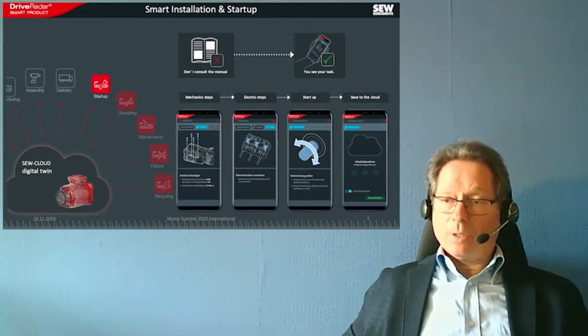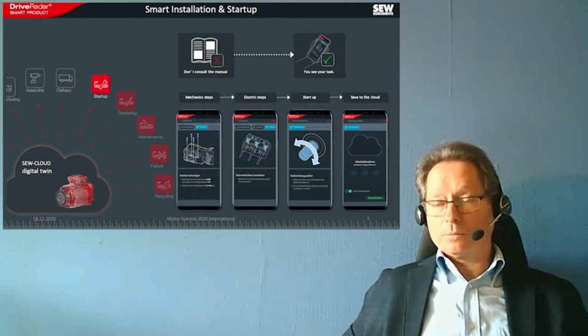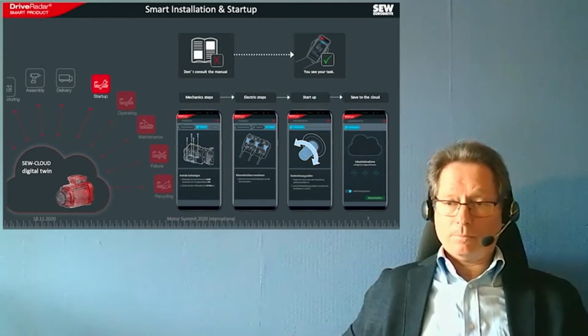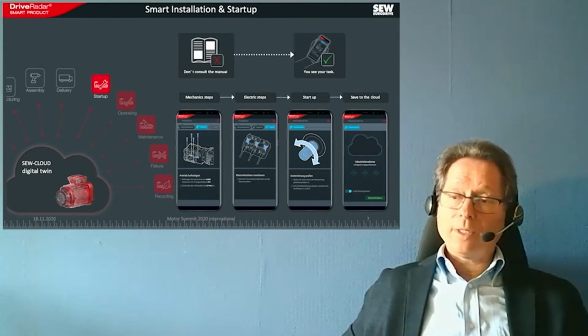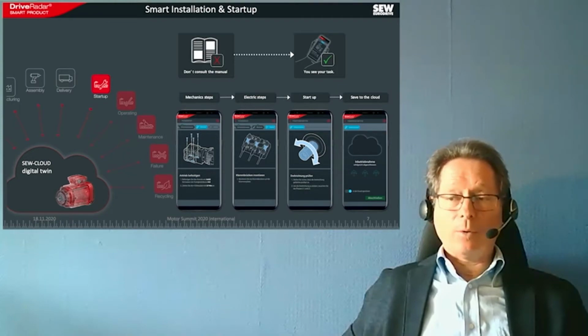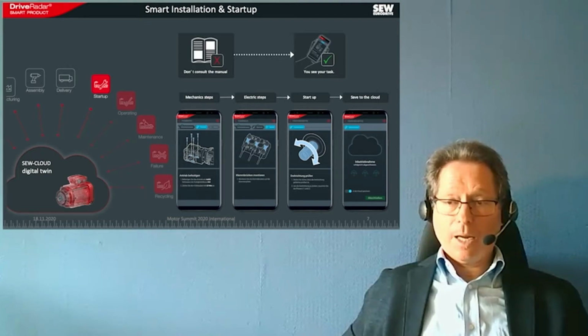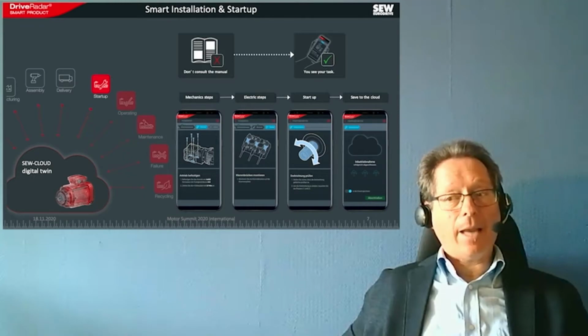Now our customer has to install the motor. From this point, he will be supported via the app. The user doesn't need to use a paper manual. Instead, he uses the digital one. In the app, the user gets all instructions in the right order. He only has to follow them, and this applies to the mechanical and electrical work.